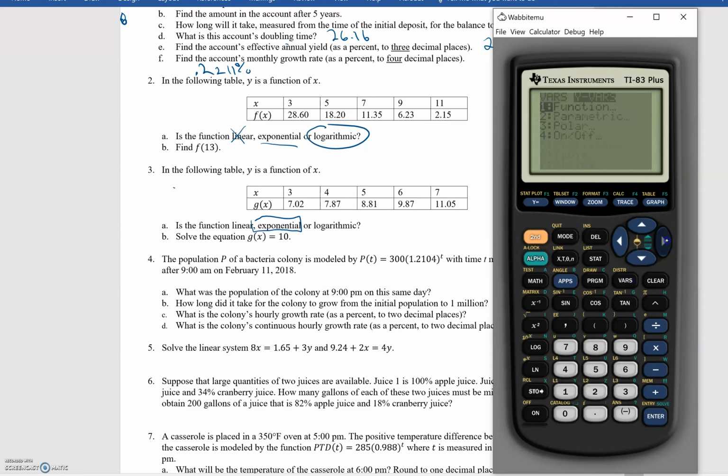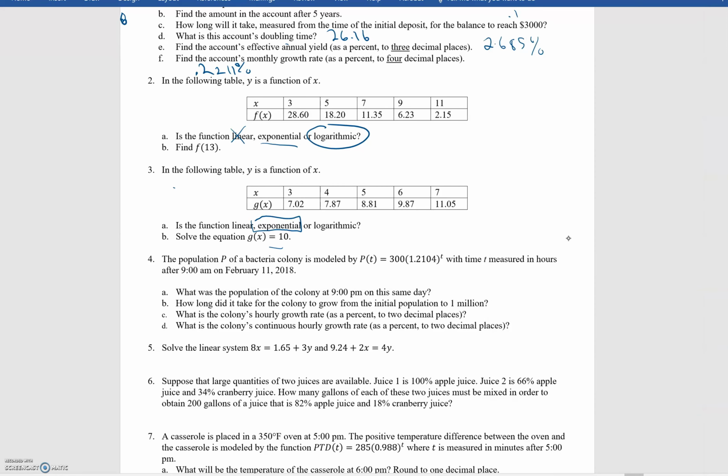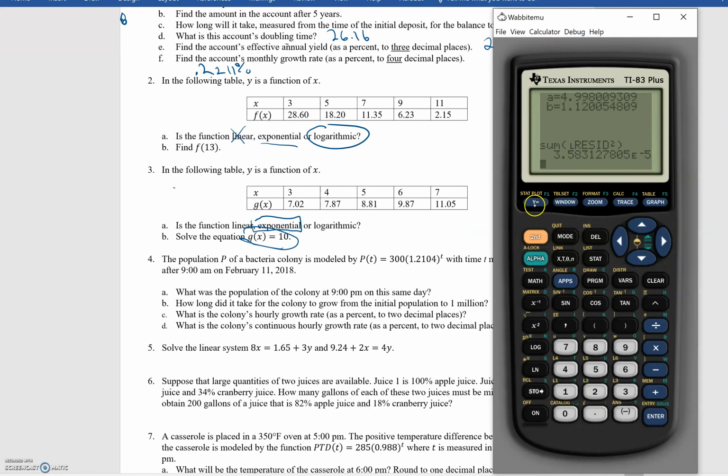And now I'm going to answer question B, which says solve the equation g of x equals 10. That's actually a calc intersect question. So I need to let y2 be 10. And let's go to the table and see how long it takes to get to 10. I was already kind of high up there because of my previous work.